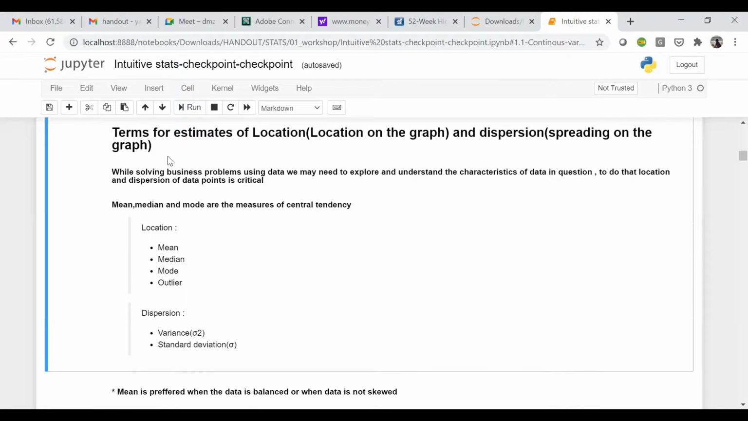So when we solve business problems using data, we may need to explore and understand the characteristics of the data in question, which is called EDA. EDA means exploratory data analysis. Now, whenever we solve a problem, all the things that we discussed yesterday would require us to solve some problems. And to solve those problems, what do we have to do? We need to look at the data.